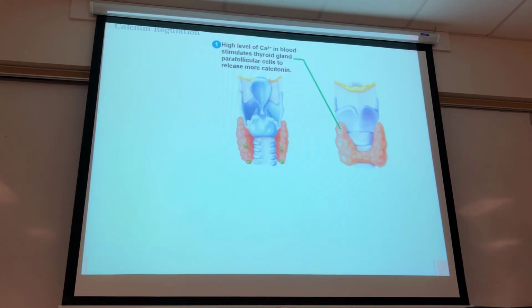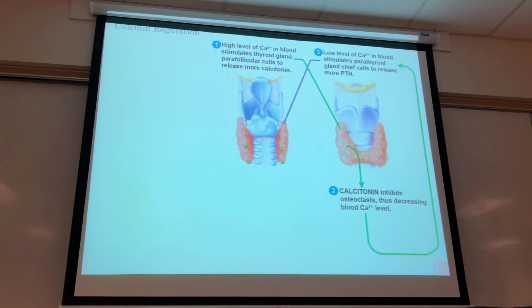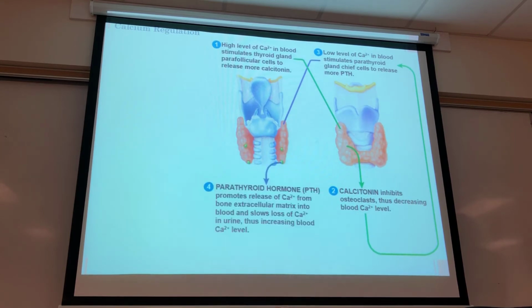Let's take a look again at the pathway. This pathway is just another way of looking at it. High calcium is going to get your calcitonin. The calcitonin will decrease the amount of calcium. Low levels of calcium will stimulate your parathyroids to raise calcium back up. So now you see that antagonistic relationship.